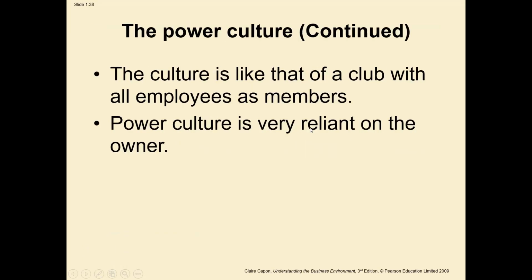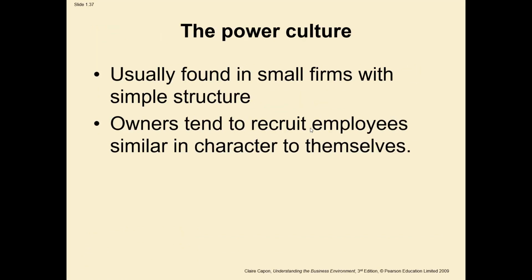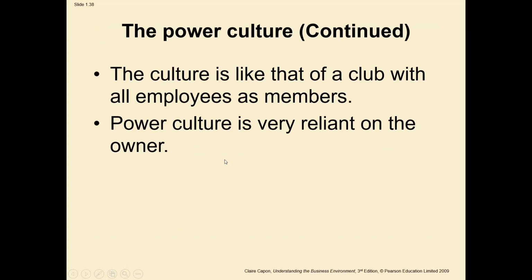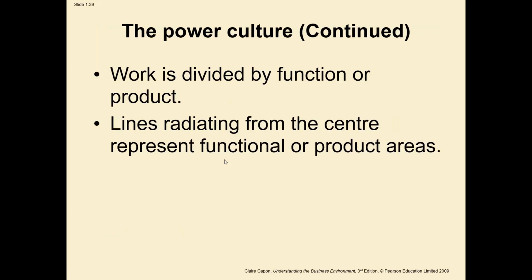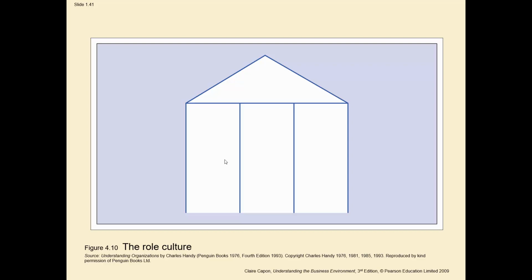Okay, work is divided by function or product. So here could be finance, here could be sales and marketing, here could be production, here could be legal. And these represent functions. A concentric circle represents the power and influence. The further away from the center, the weaker your power and influence is.